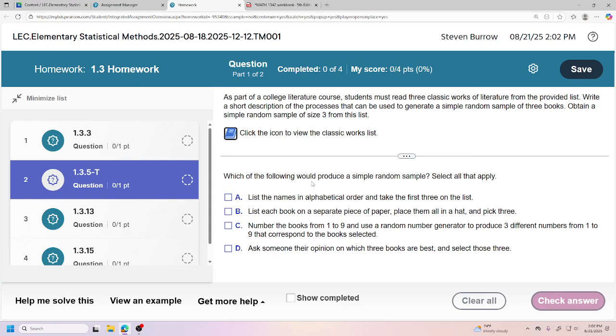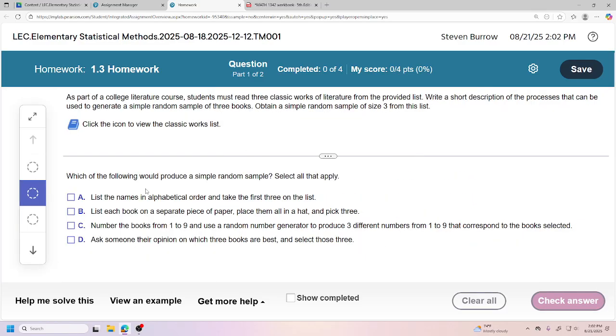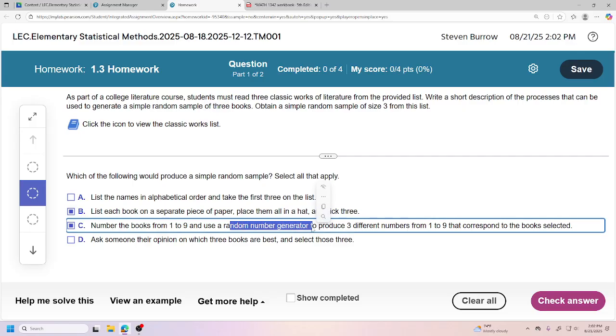And it says which of the following would produce a random sample. So let's just talk about these. This is what we're talking about. We just got a bunch of books, and we're going to toss them in a hat. Am I right there? So let's see. List the names in alphabetical order, first 3 of the list. Is that going to give me a random sample? List each book on a separate piece of paper, put them in a hat. We just talked about hats, didn't we? Number the books from 1 to 9, use a random number generator, and then ask somebody their opinion. Is that going to be random numbers?